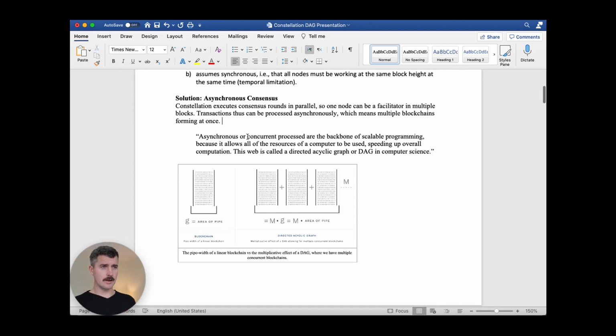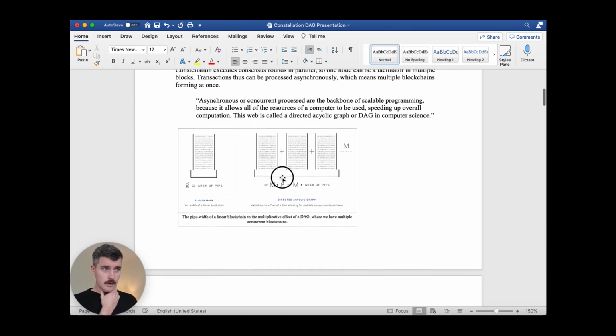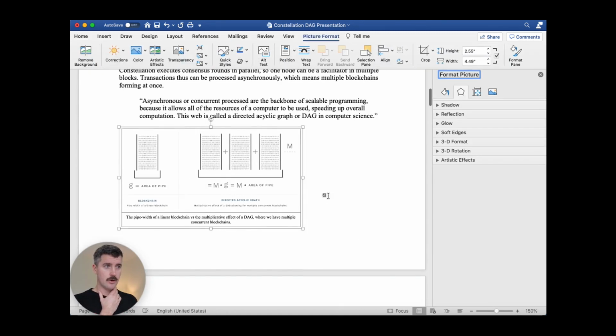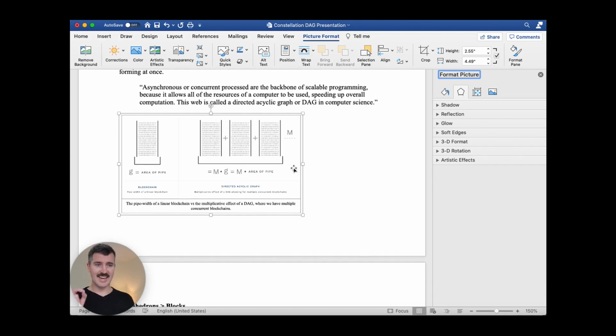So in the technical white paper, they say asynchronous or concurrent processes are the backbone of scalable programming because it allows all of the resources of a computer to be used, speeding up overall computation. So you can see they have a visual representation of how this creates greater throughput through adopting a DAG instead of a blockchain. In a blockchain, you've got a fixed throughput represented by the area of the pipe, and then you've got a directed acyclic graph where you've got many pipes representing many blockchains at the same time, essentially. So that's sort of like the core linchpin factor here.